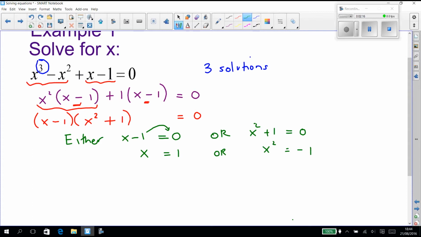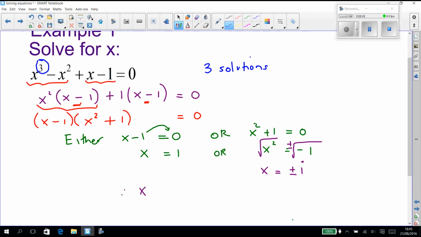Now I need to solve for x, so I'm going to find x by square rooting the left-hand side and the right-hand side of this equation, and reminding myself that the answer must be plus or minus the square root of that value. So I get x equals plus or minus, and the square root of negative 1 we now know is i. So this cubic equation has got 3 solutions.